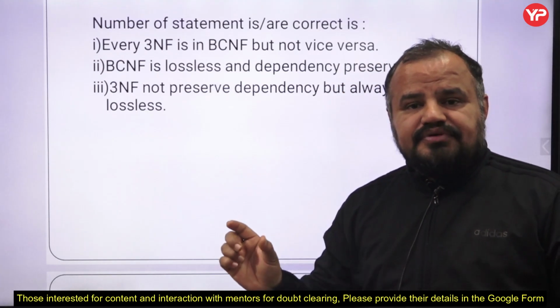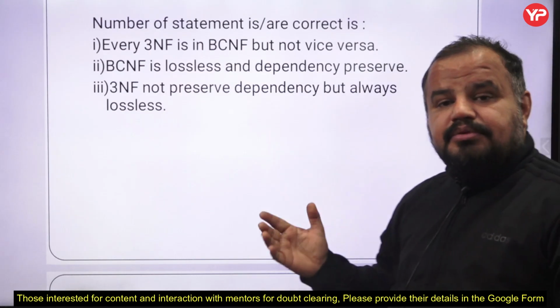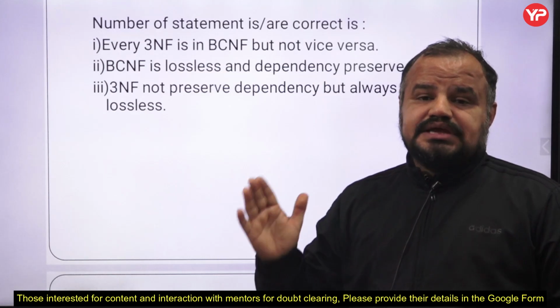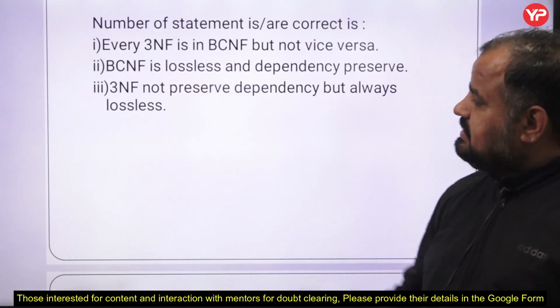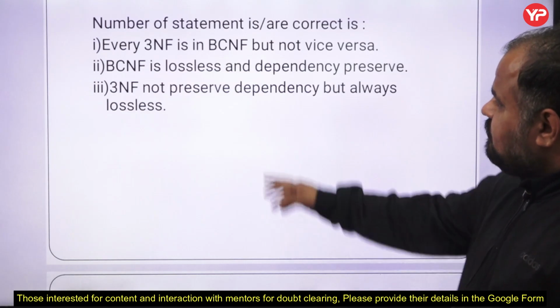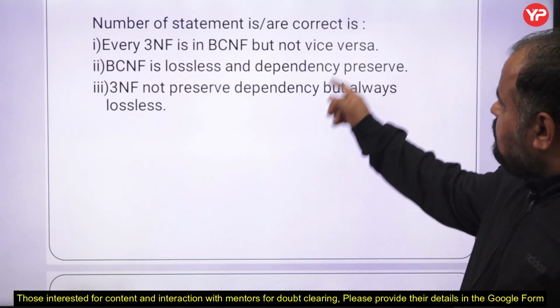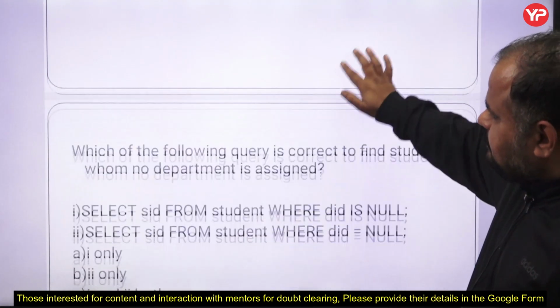That's why 3NF is the most adequate normal form. Why? Because 3NF is always lossless and dependency preserving, but statement 3 says that 3NF does not preserve dependency but is always lossless. This statement is true for BCNF but not for 3NF. That's why the correct statement is only the first one.